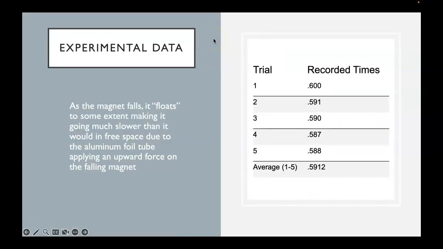This is a table of the experimental data that we found, and we can see that as the magnet falls, it floats to some extent, making it go much slower than it would in free space, due to the aluminum foil tube applying an upward force on the falling magnet. And the average time out of all these trials was 0.5912.